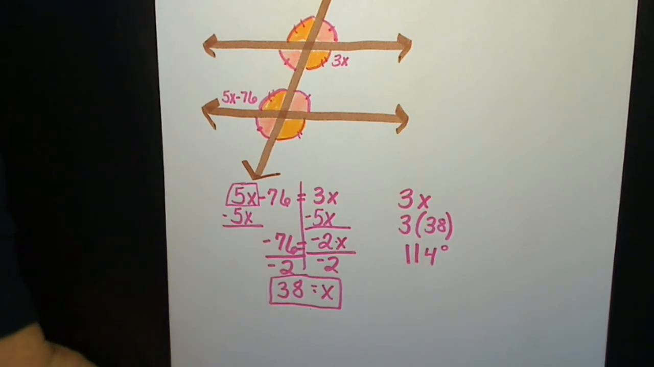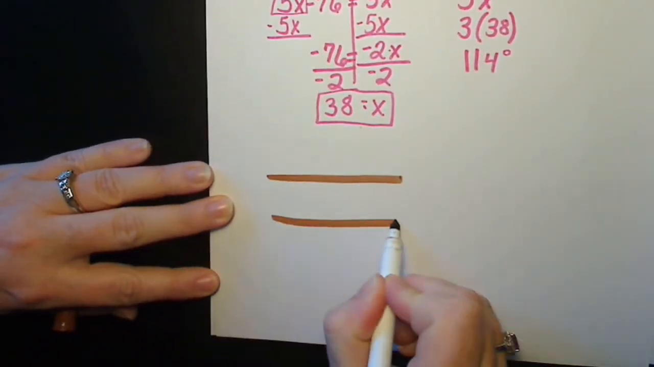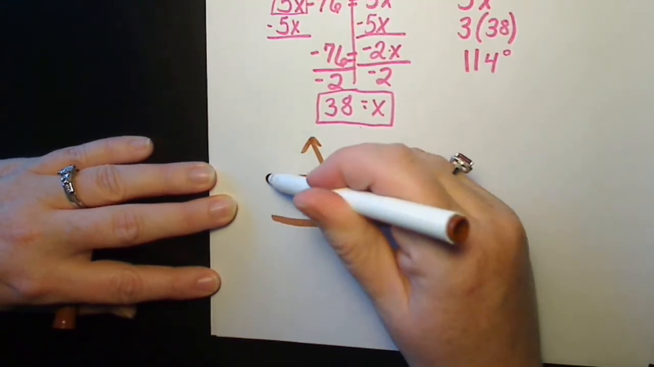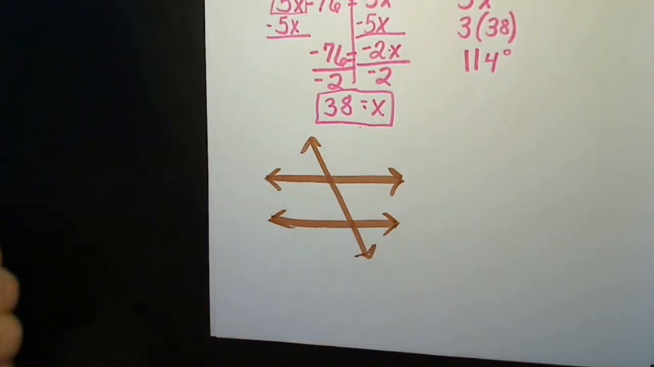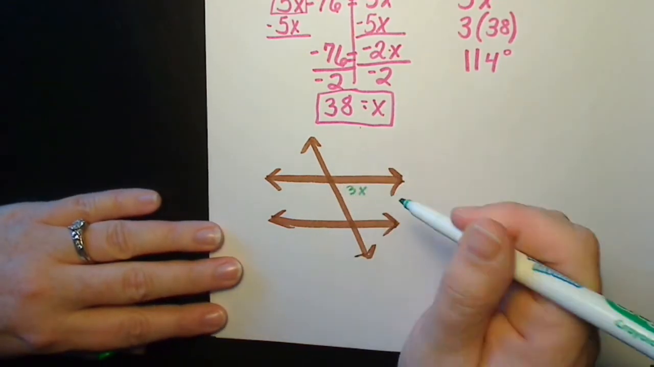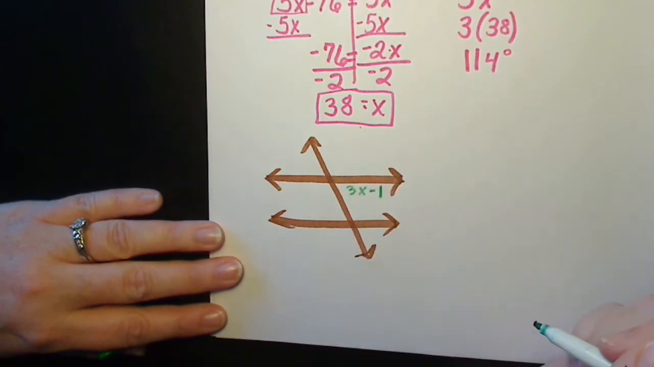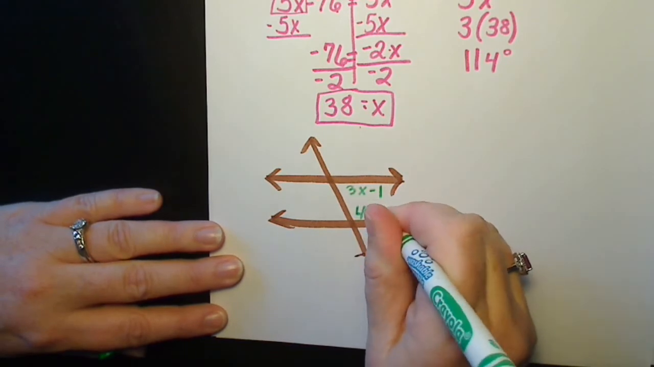Okay, let's look at another example, and I'm going to sketch out this one. So we have two parallel lines, and we have a transversal going that way. Okay, so let's see what's happening here. The two angles that they have given us are, right here we have 3x minus 1. And then right here we have 4x plus 13.